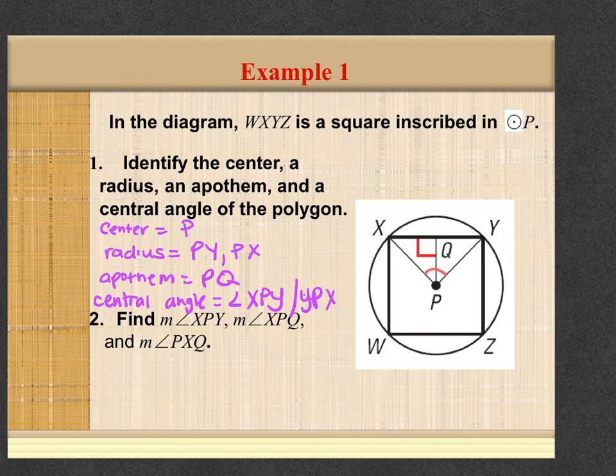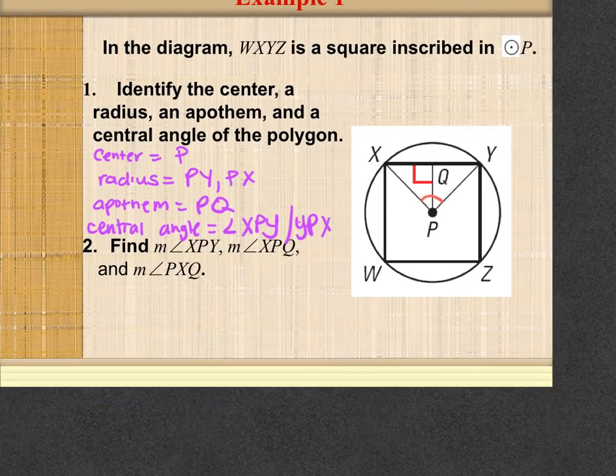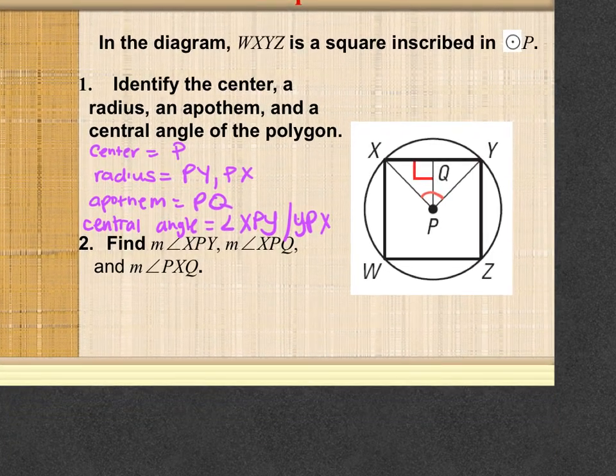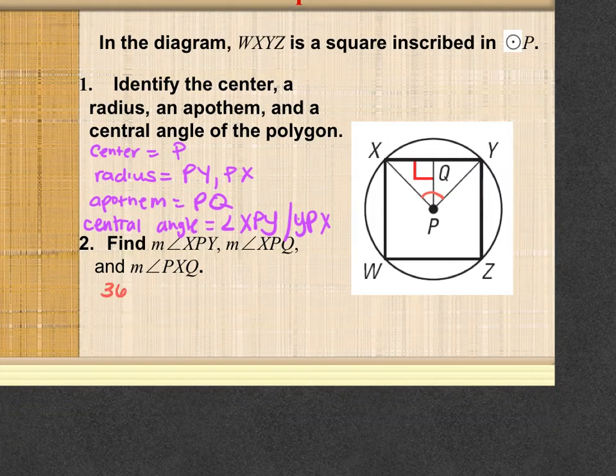So if I want to find the measure of this central angle, what did we say we're going to do? 360 divided by the number of sides. How many sides are in this? 4. What's 360 divided by 4? 90. Okay, then it wants the measure of XPQ.